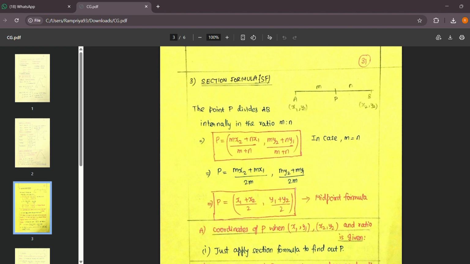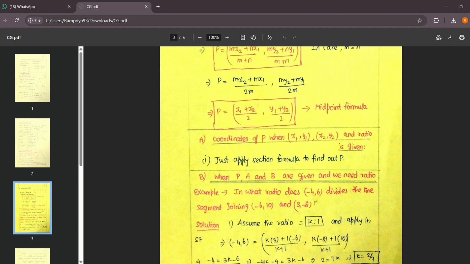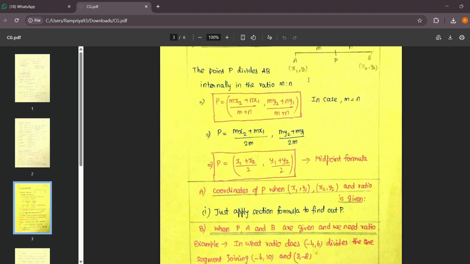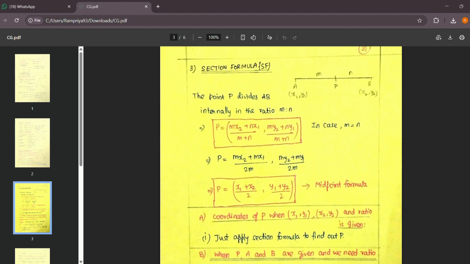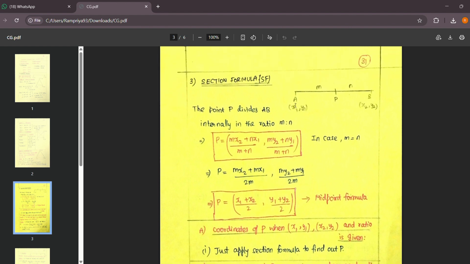And now you have several models of questions appearing in section formula. First is when you are asked to find P when x1, y1, x2, y2 and the ratio is given. So just apply the section formula here. Just substitute the values of m, n, x1, y1, x2, y2. So you'll be getting the value of P. That's all. Very simple. And next model is when P, A, B are given. Like for example, they will be giving you the P coordinate, A coordinate, and B coordinate, and they will be asking you to find in what ratio it divides.